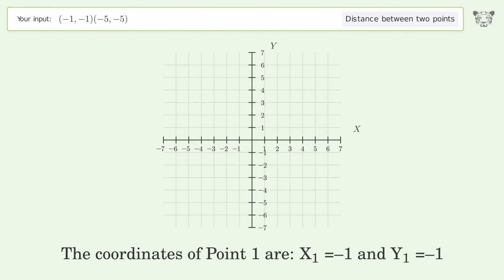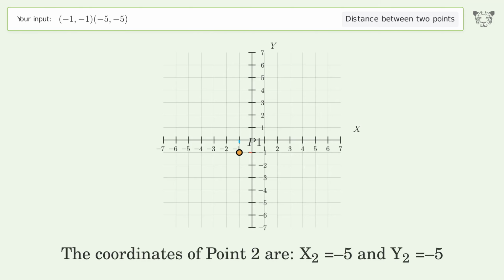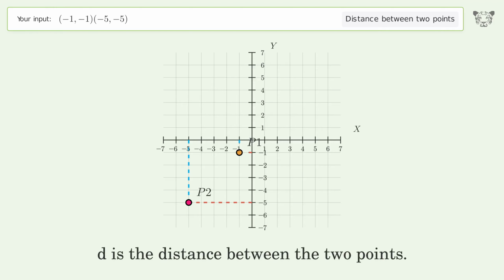The coordinates of point 1 are, x1 equals -1 and y1 equals -1. The coordinates of point 2 are, x2 equals -5 and y2 equals -5. D is the distance between the 2 points.